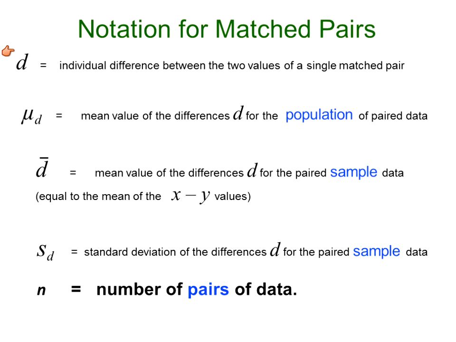And this is our notation for matched pairs. What we're looking at are the differences in the before and the after data. So again, we are going to have data that's taken before and then data that's taken after. So the difference is the before minus the after. The before is usually given to you as x and the after is y.